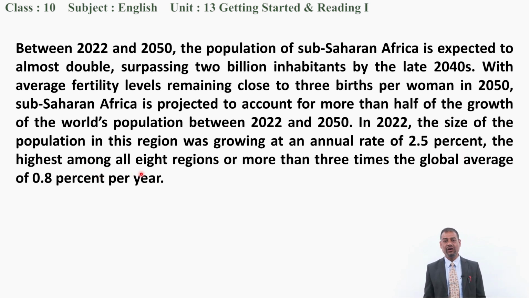The highest among all 8 regions, more than 3 times the global average of 0.8% per year. In our global society, you can find the annual rate of average population growth is 0.8. But if it is 2.5% here, then it looks like a very big number. And it means you can predict that there will be an imbalance of population distribution in the world. Somewhere more, somewhere, yes, you are right, less.